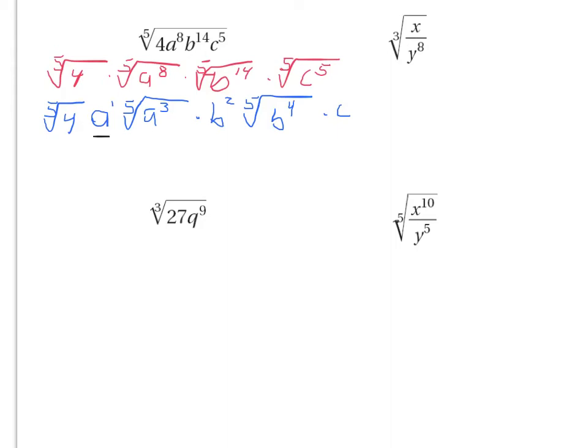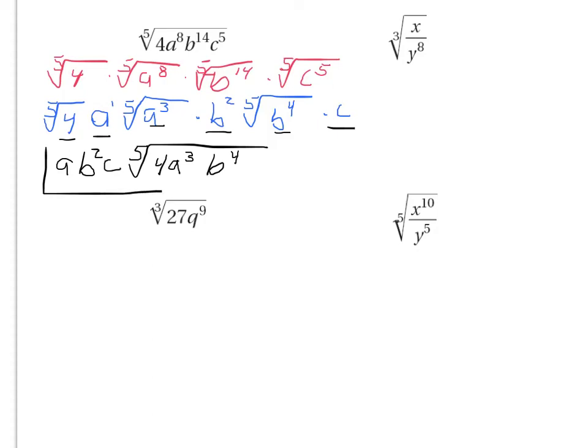Now, there are all the things that were broken out of the root. So we have a, b squared, c, and then left underneath that fifth root, we have a 4, a to the third, and a b to the 4th.